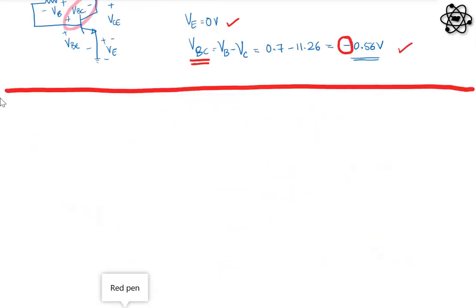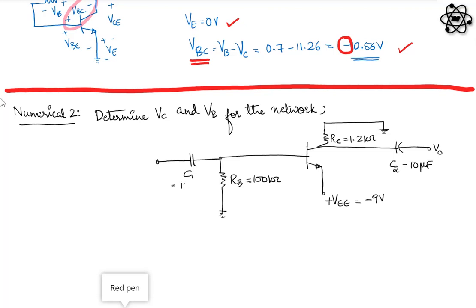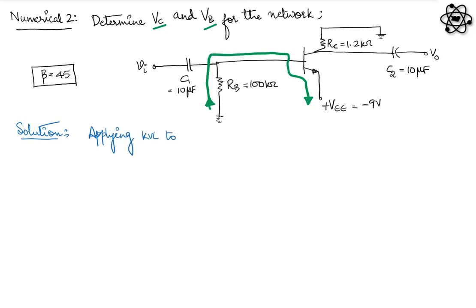Next, coming to the second numerical, we have a different circuit wherein they have asked us to compute the collector voltage and the base voltage. Here the values of capacitances have been mentioned, but they are of no use in the circuit. They are just included to ensure that the circuit is applicable for AC as well as DC. So in a similar manner like the way we have done earlier, we will be applying KVL to the input part of the circuit and the output part of the circuit.